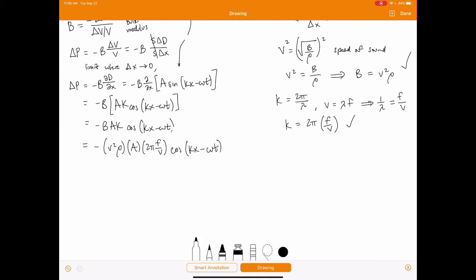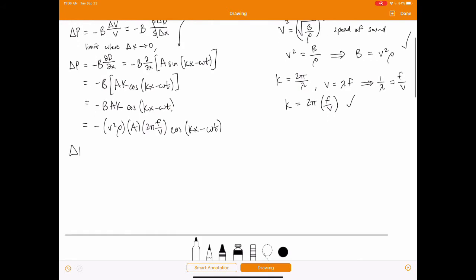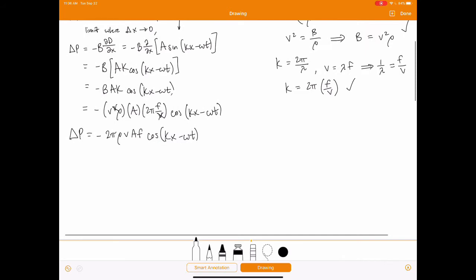And what do we have from all that? We have delta P is equal to minus, overall, 2 pi. One factor of v cancels on the bottom. And then we have rho, we have v, and we have A, and we have f, and then cosine(kx minus omega t). But all this stuff out front is just one big constant, and what it represents is the maximum value of delta P.